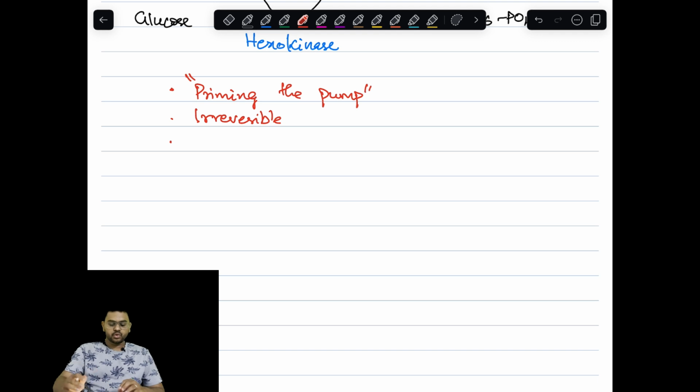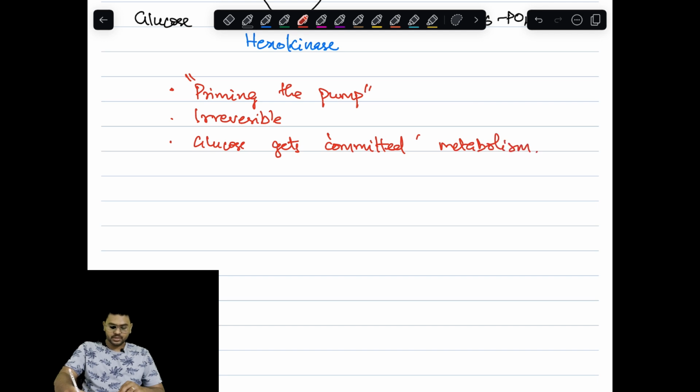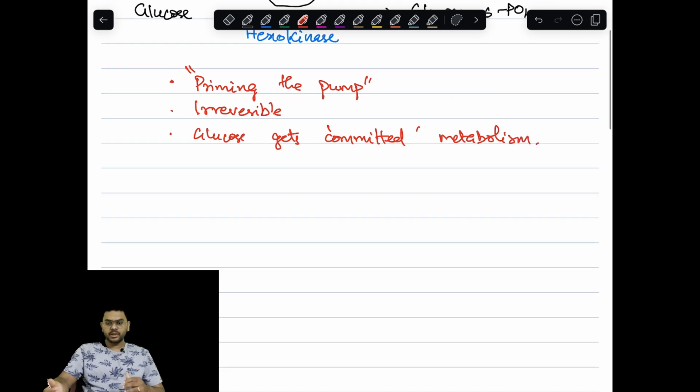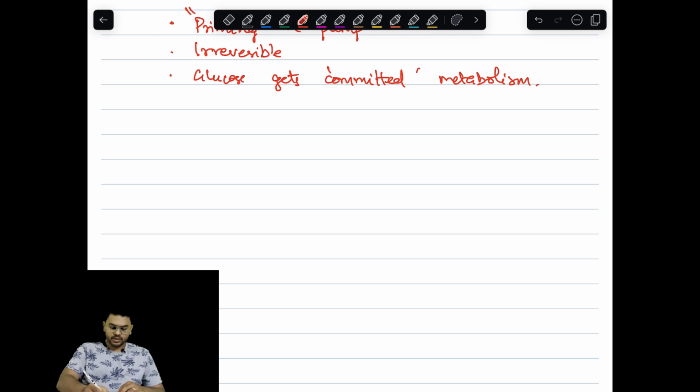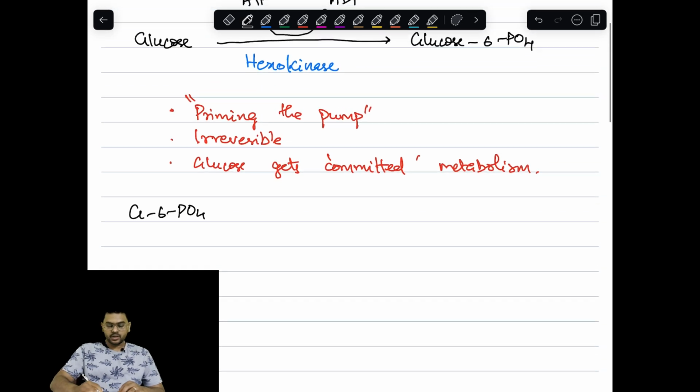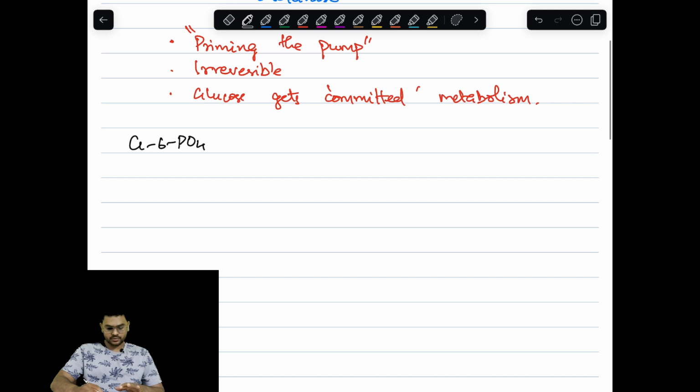And the third thing to know about this is that this is a step in which glucose gets committed to metabolism. So what do we mean by that? What is the product here? The product is glucose 6 phosphate. Only if glucose is converted to glucose 6 phosphate, then it gets committed to any sort of metabolism.